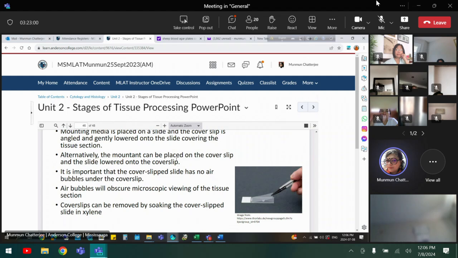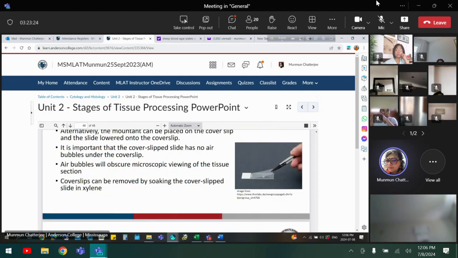Alternately, the mounting media can be placed on the cover slip and the slide lowered onto the cover slip. Okay, so you can do that, putting the mounting media on the cover slip, but it's not easy because whenever you try to put it on, the mounting media starts to fall and spread around. So it's better to put it on the slide and then do the cover slipping.